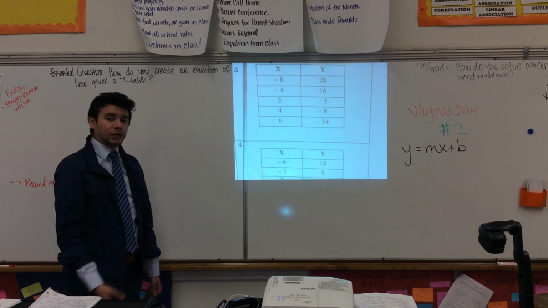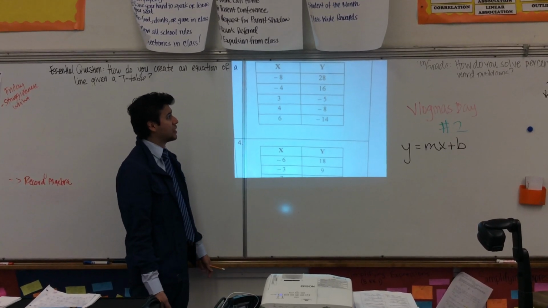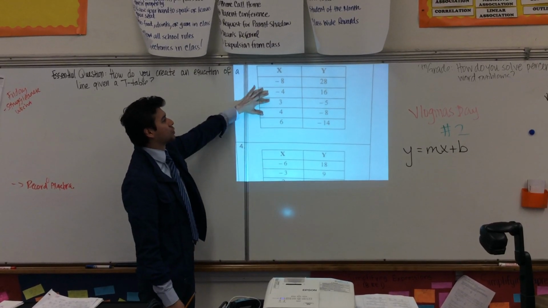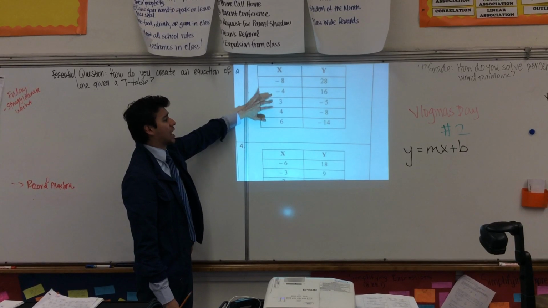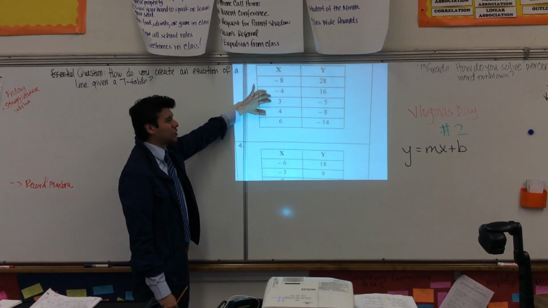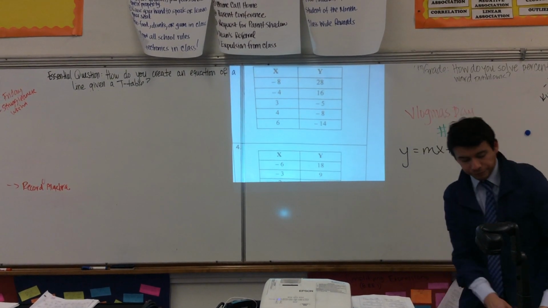Shoot! Look at the problem. There's negatives everywhere, so I'm stuck picking negatives. So I'm going to be adventurous. I'm going to pick these two. I could have picked these two, but I'm going to show you that even though you pick the complicated ones, you still get the right answer. So I'm going to pick negative 4, 16.